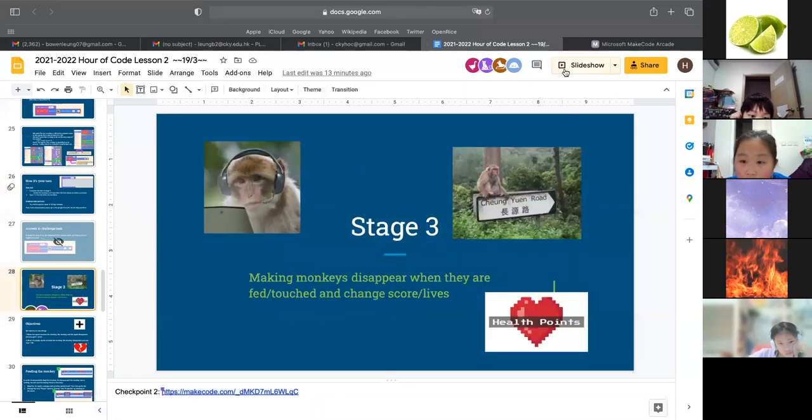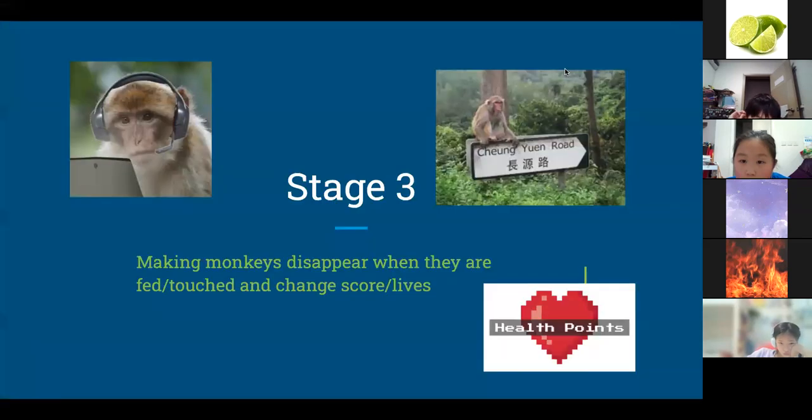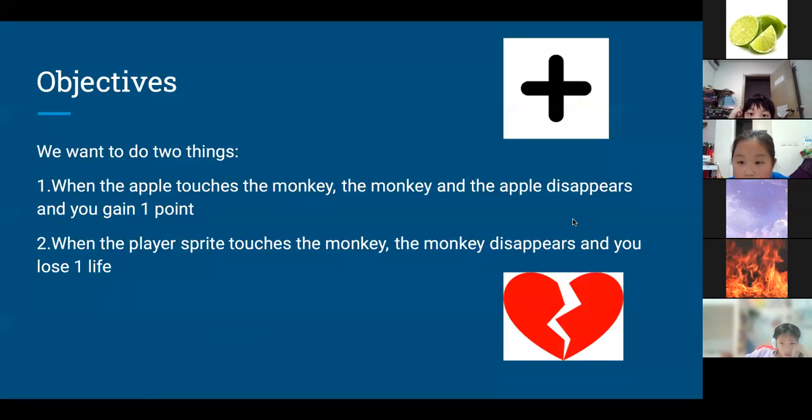Okay, stage 3. Now, stage 3 is going to be a little complicated as well. So we want to make the monkeys disappear when they're fed, right? So we don't want them to keep falling down. When you shoot the apple, you want it to increase your score, or when the monkey touches you, then your life will go down. So yeah, as I just said, these are the objectives, so I'm not going to repeat.